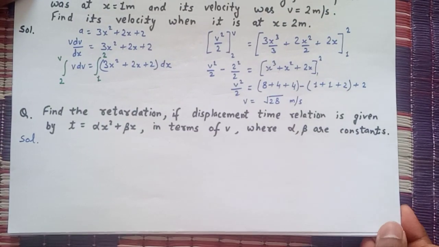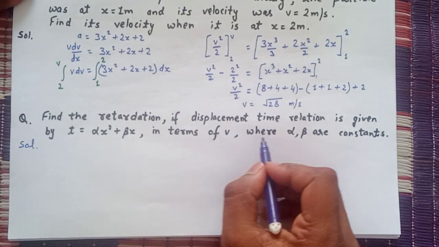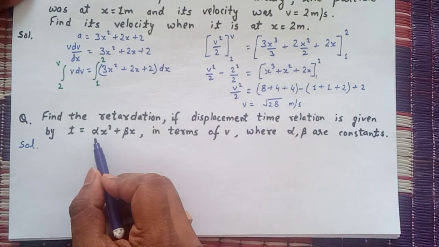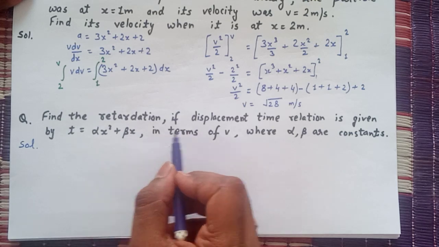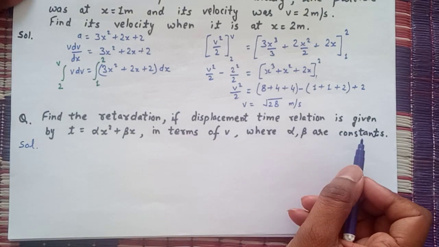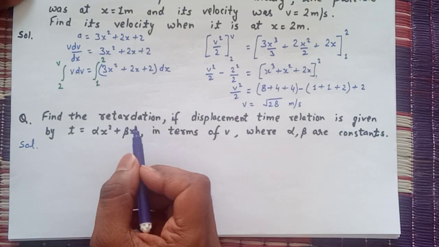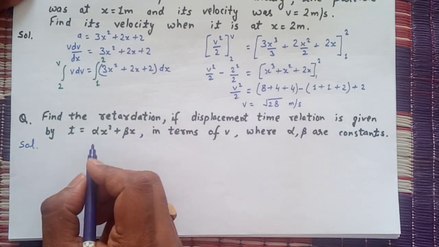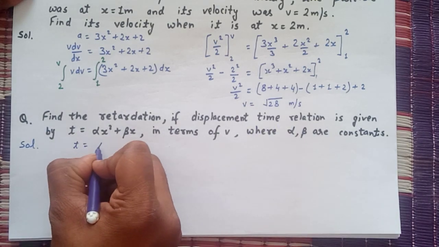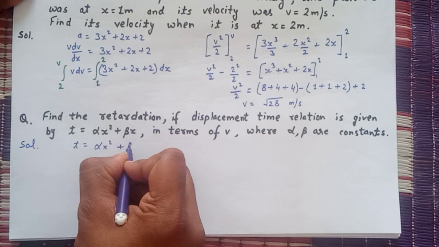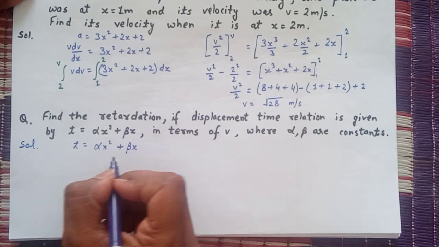Now our next question is, find the retardation in terms of v if the displacement time relation is given by t = αx² + βx, where α and β are constants. We have to find the retardation, and the displacement time relation is given like this: t = αx² + βx. The question is saying that α and β are constants.